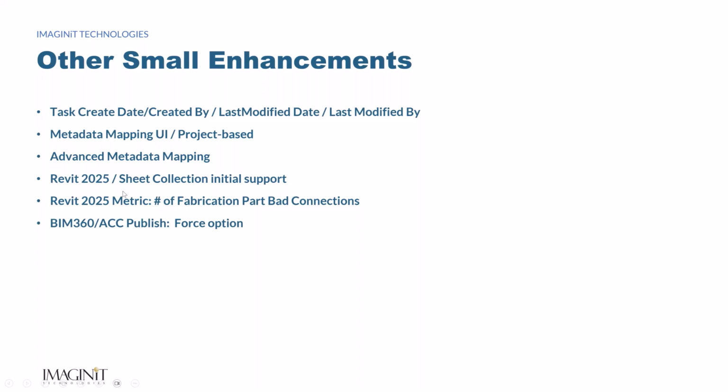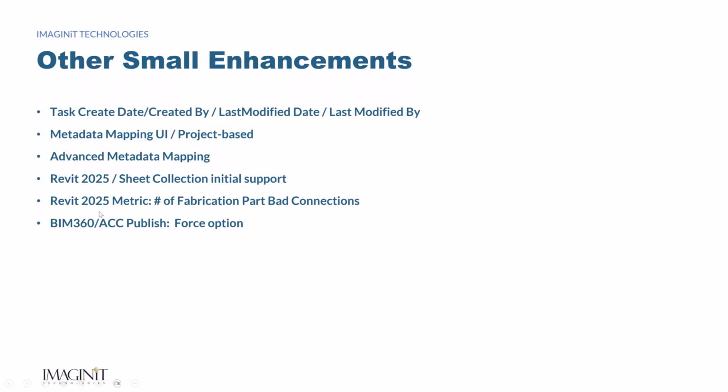Revit 2025 introduces sheet collections, which is a little bit like the sheet set concept. It is really one to a sheet, but you can use it to organize your sheets in different ways. We do have what I would call preliminary support for that, in that we can see what the sheet collections are, and you can use them to specify what you want to print or export or that kind of thing.